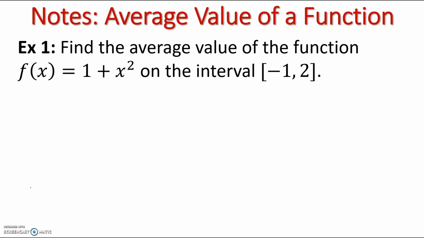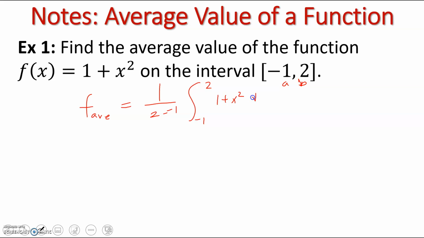Find the average value of the function f of x equals 1 plus x squared on the closed interval negative 1 to 2. So our f average is equal to 1 over b minus a. This is our a, this is our b. So we have 2 minus negative 1, the integral from negative 1 to 2 of 1 plus x squared dx, which becomes 1/3 the integral from negative 1 to 2 of 1 plus x squared dx.